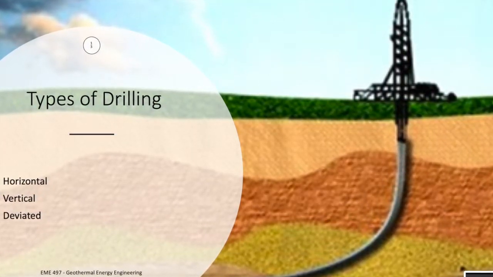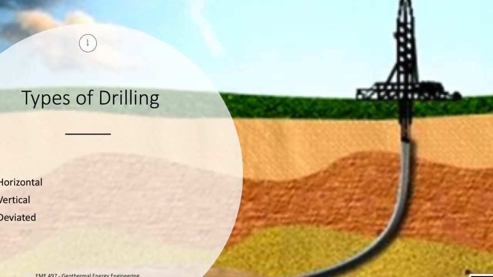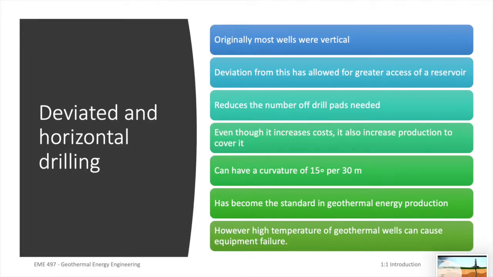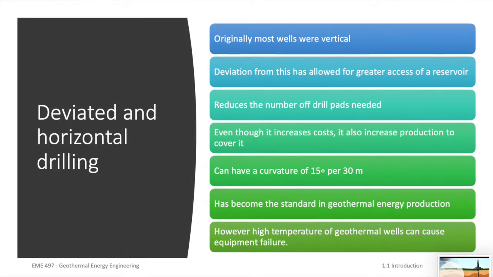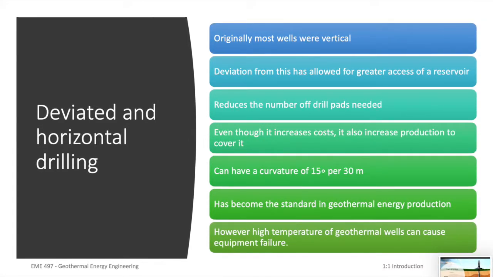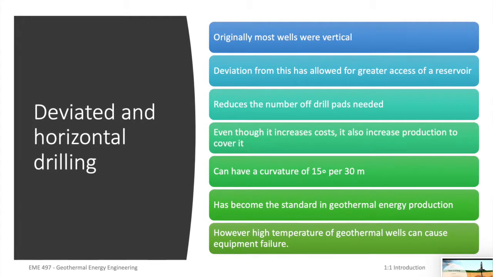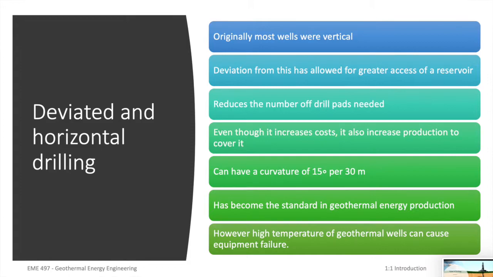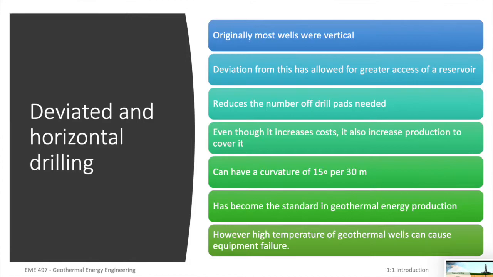Vertical drilling used to be the most common form of drilling, and it is quite simply a direct descent into the subsurface. As previously mentioned, most wells were originally vertical wells. However, as time has gone on, we have now moved towards a more deviated and horizontal drilling style. This deviation is really important as it allows for greater access to the whole reservoir, especially as reservoirs can be huge, vast distances. This ability to access more of the reservoir is important because it reduces the number of drill pads needed, as you can drill several directions from one drill pad.